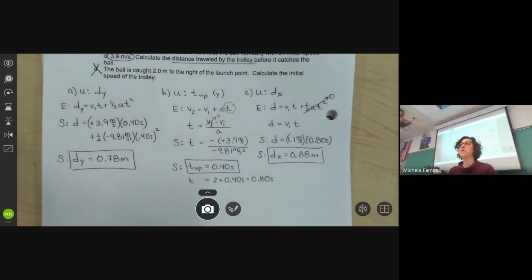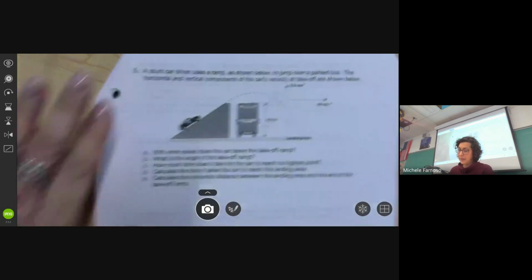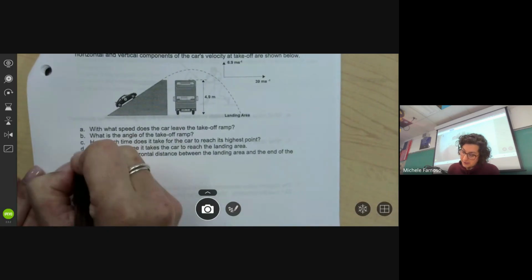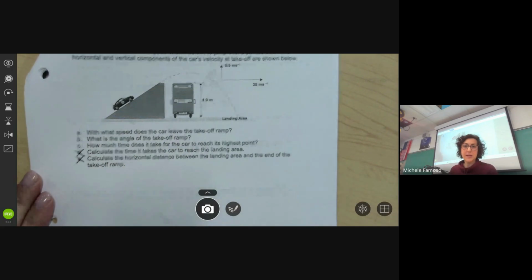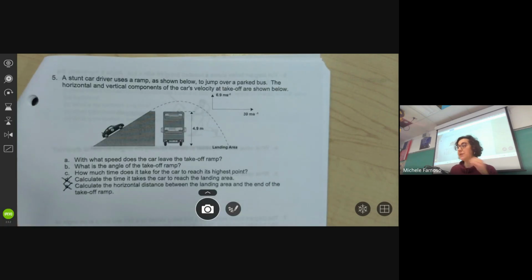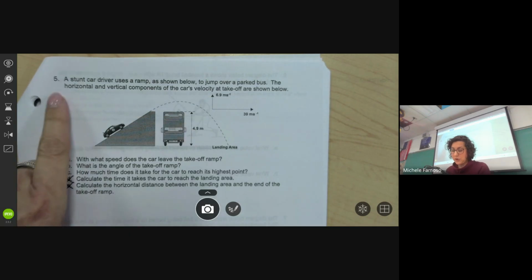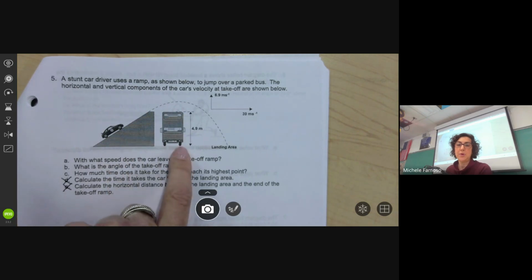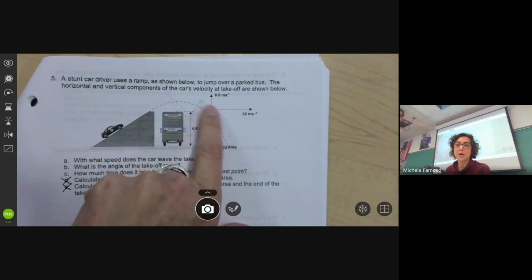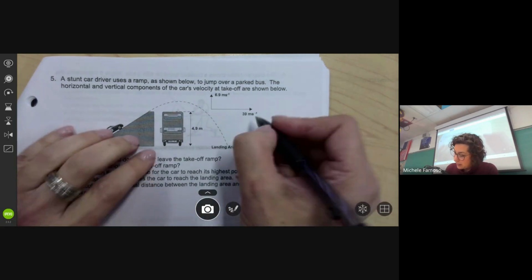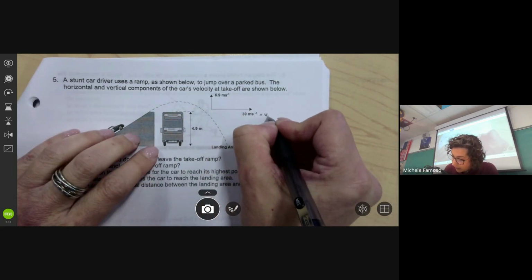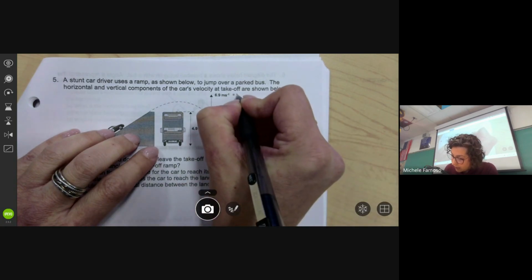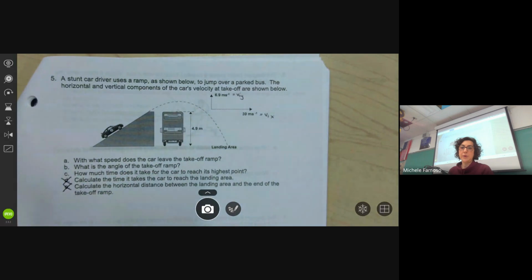Any questions on number 4? All right, let's do number 5. In number 5, we're going to cross out D and E. Those cannot be done with the math that we have in this class. So notice in this problem, we have a stunt car driver using a ramp, as shown below, to jump over a parked bus. And the horizontal and vertical components of the car's velocity at takeoff are shown here. This is the VI in the X direction, and that is the VI in the Y direction.